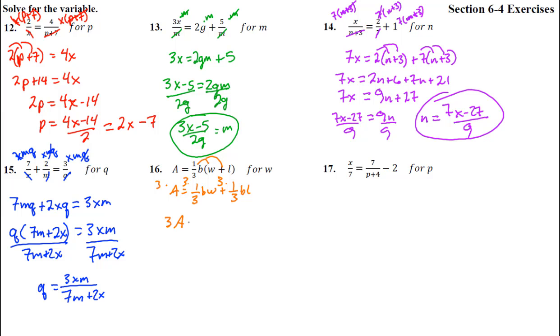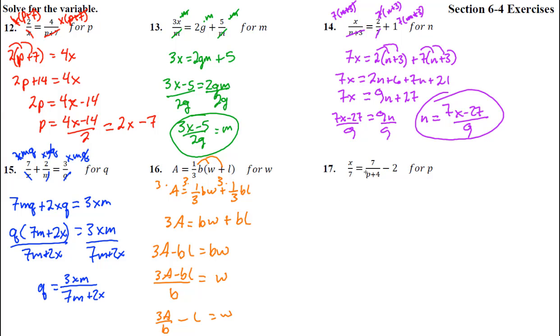We get 3a equals BW plus BL. Okay, we're trying to get W by itself. So subtract BL from both sides. 3a minus BL equals BW. And divide by B. So we get W equals 3a minus BL all over B. And that could be written in two separate fractions as 3a over B minus BL over B, which is just L. Either one of those would be perfectly fine.